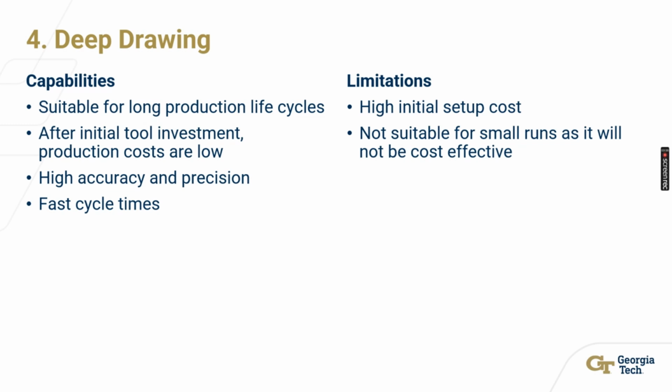Some capabilities are that it is suitable for long production life cycles, and after the initial tool investment, production costs are very low. It has high accuracy and precision and fast cycle times. Some limitations are that it has high initial setup costs, and it is not suitable for small runs as it will not be cost effective anymore.